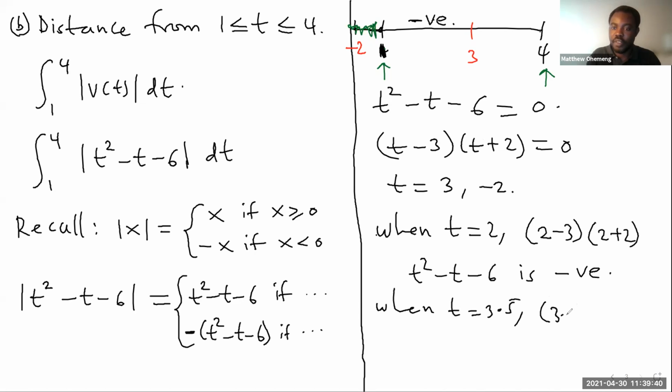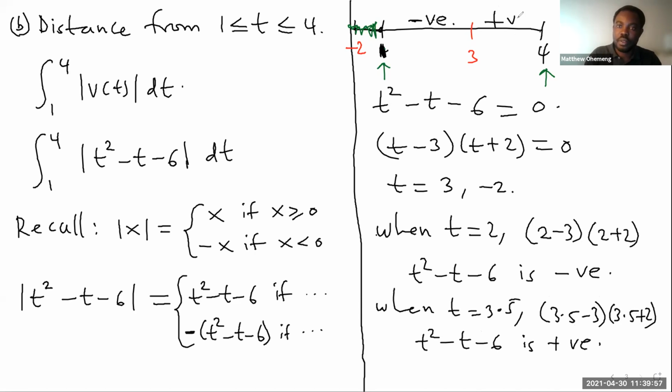So that'll be 3.5 minus 3, and then 3.5 plus 2. So this will be positive and then positive, right? So t squared minus t minus 6, for that interval 3 to 4, we know that this is positive, right? So positive.